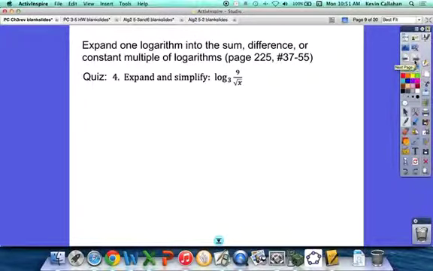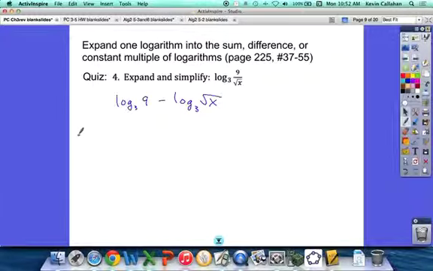Okay, expand and simplify. So this is where we use the properties of logarithms. Remember those 3 properties that we got? Product, quotient, power. And let's see, this one's got 2 of the 3 going on. Quotient and power, right? So how do I break up the numerator and denominator here? It's a subtraction, right? So log base 3 of 9 minus log base 3 of the square root of x.